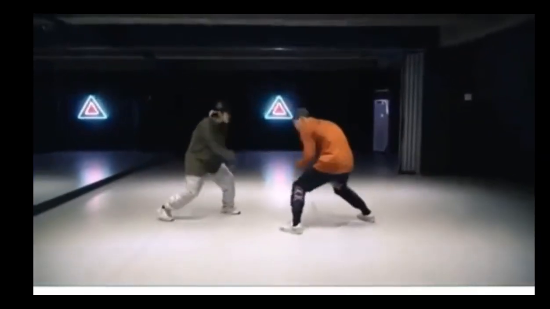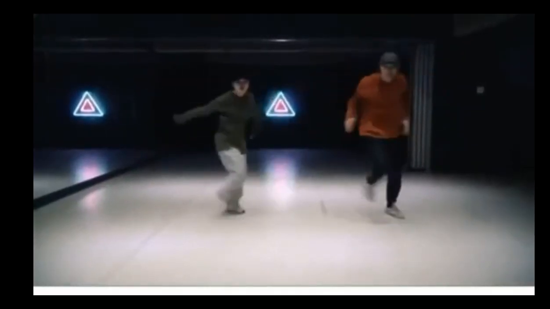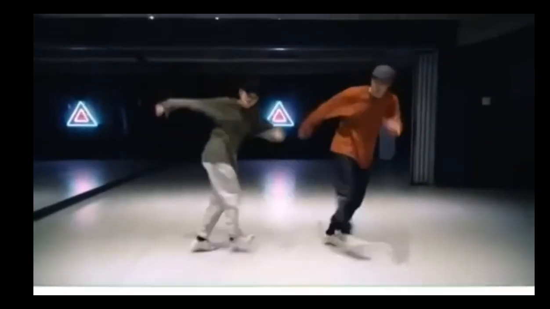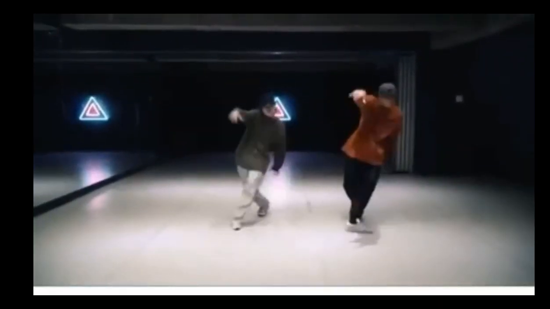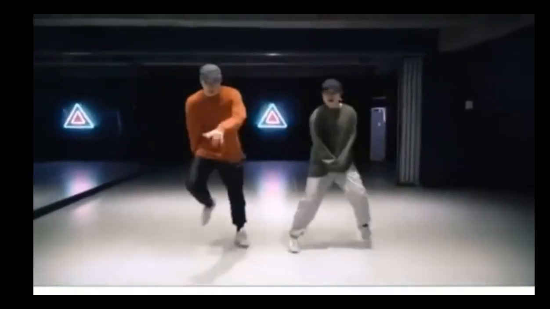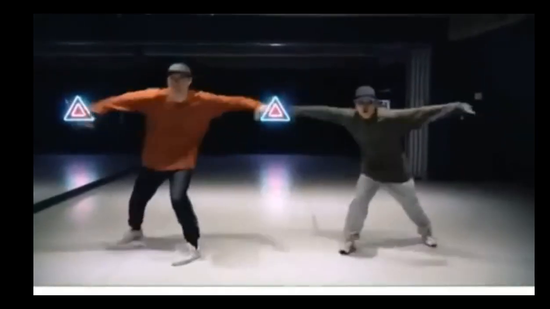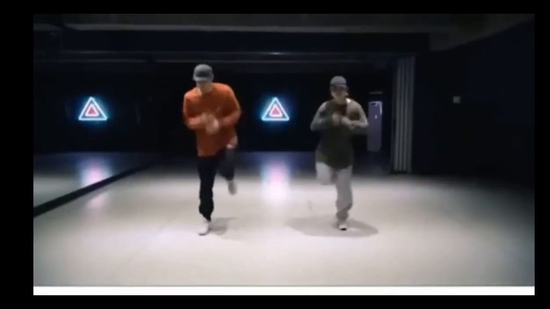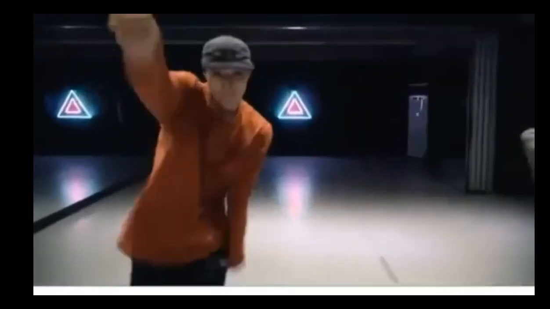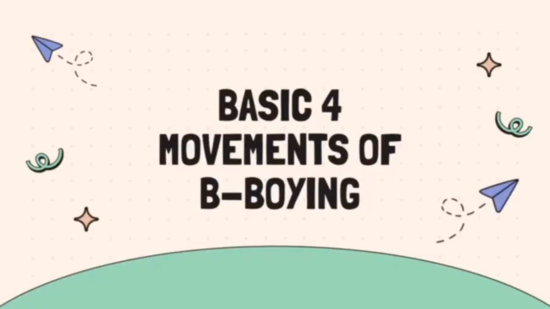So here are the four basic movements of B-boying. Here now are the basic four movements of B-boying.